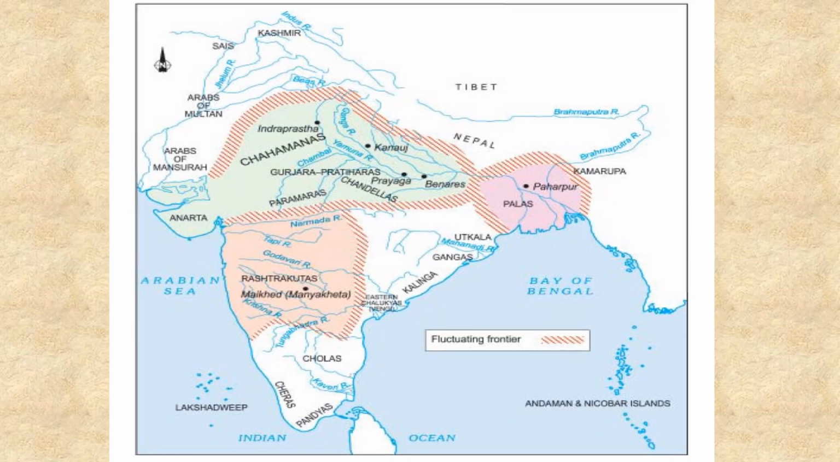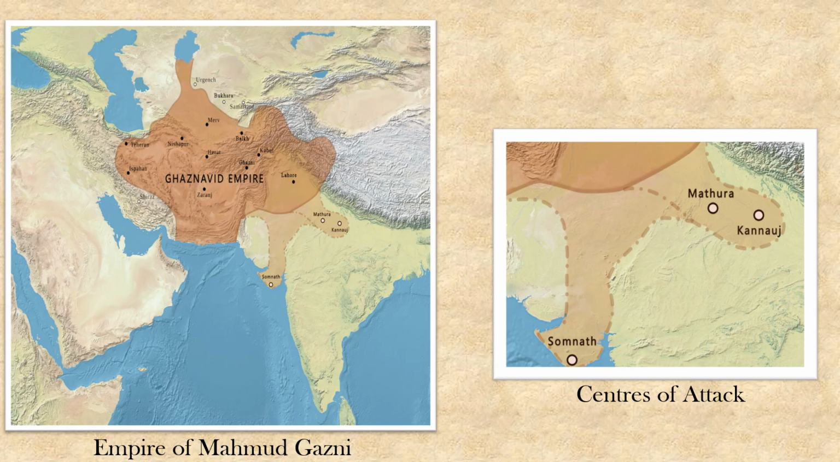Emergence of new dynasties. As we see here, some new dynasties like Chahamanas, Gurjara Pratiharas, Chandelas, Rashtrakutas, Palas, Cholas, Cheras, Pandyas, etc. emerged in the Indian subcontinent. But with this, some attacks for wealth and power were also seen in India, like those of Muhammad Ghazni. This was the empire of Muhammad Ghazni, and he attacked these cities of India like Mathura, Kannauj and Somnath.